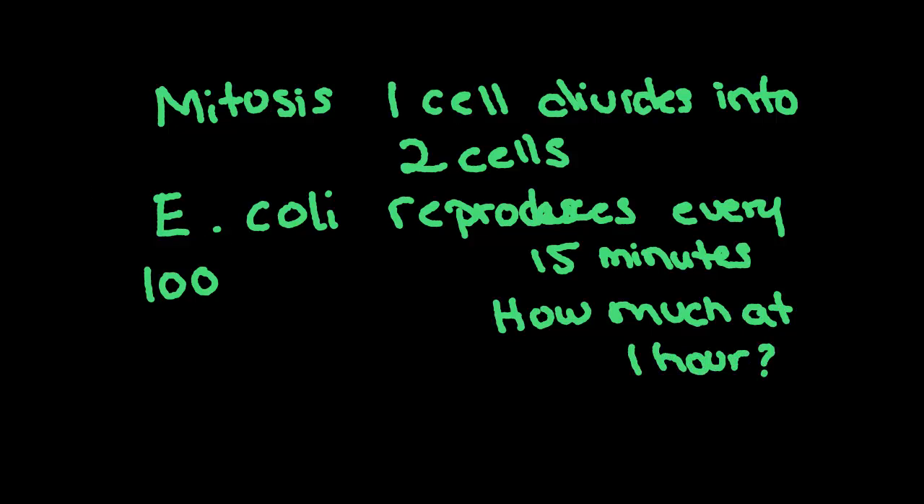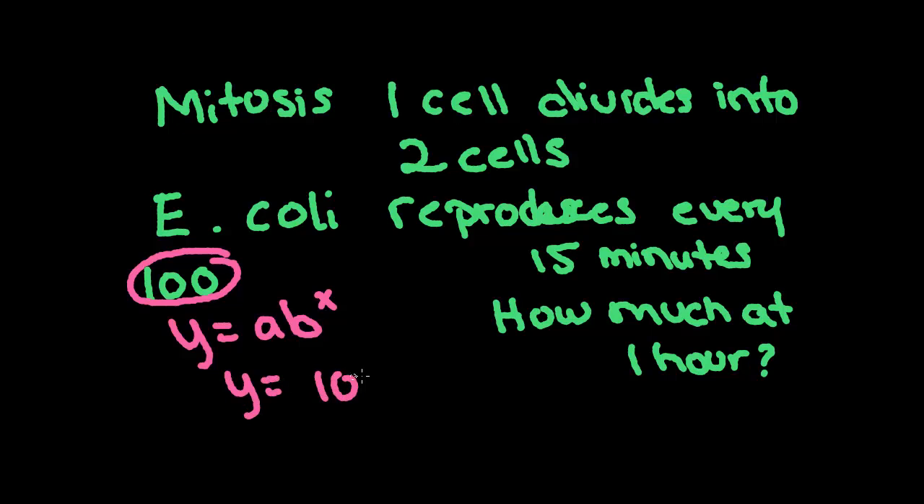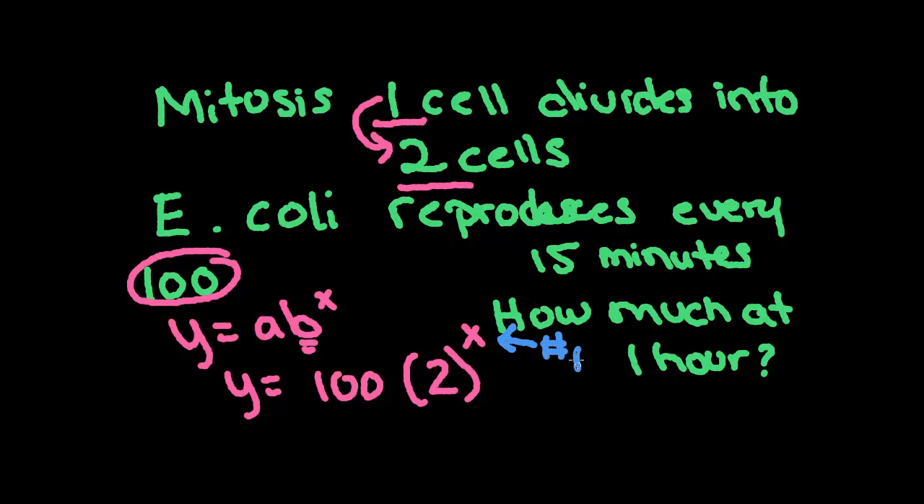So again, we want to use y equals ab to the x, our standard formula, and we're just applying it to different situations here. The initial amount is 100, so we have 100, and then we have to look at what happens to the E. coli. Well, one cell divides into two cells, so it is essentially doubling. So we're going to say a 2, again, when we see a double, and we're going to raise it to the x. But again, x is the number of periods that it happens.